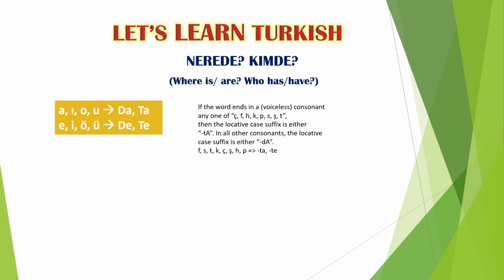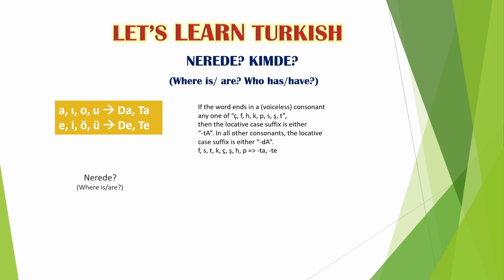The other major rule is when the answer contains one of the consonants ç, f, h, k, p, s, ş, or t. The locative case suffix is going to be ta. With all other consonants, the locative case suffix is going to be da.